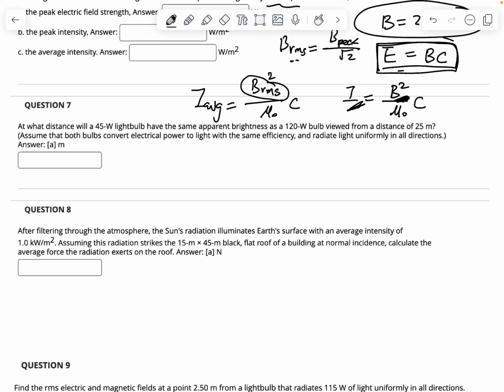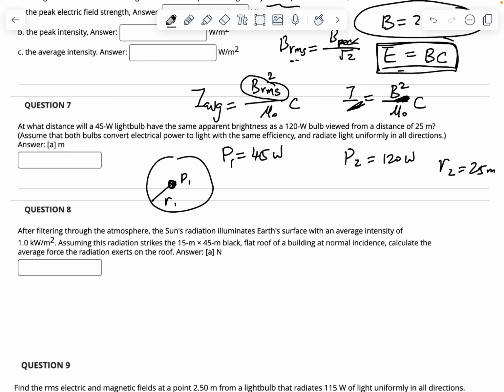At what distance will a 45 watt bulb, so we know power P1 equals 45 watts, have the same apparent brightness as P2 equals 120 watts viewed from a distance R2 equal to 25 meters? Basically you have a light bulb P1 at a certain distance R1, and you have P2 at a distance R2 of 25. They have the same intensity.